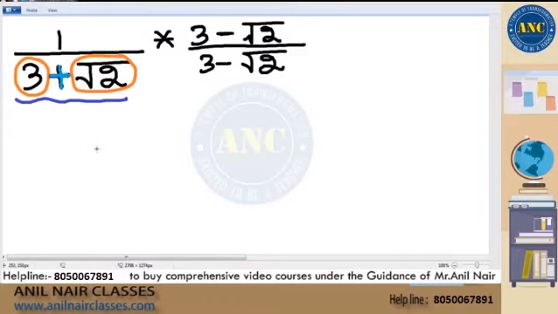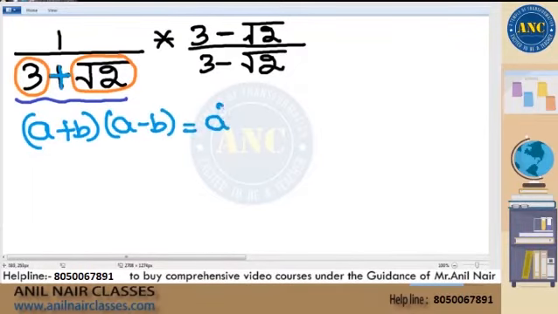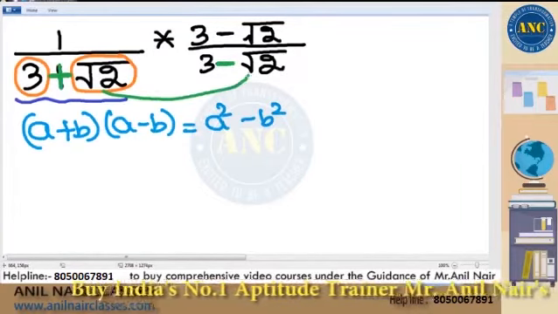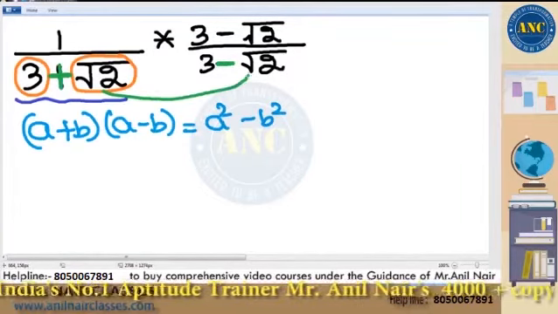Sir, how are you making it a whole number? We know a beautiful property from algebra that a plus b into a minus b is a square minus b square. That is the reason I told you, if it is expressed as a plus b, try to express the other term as a minus b, so that I eliminate that root and get the answer a little easily.